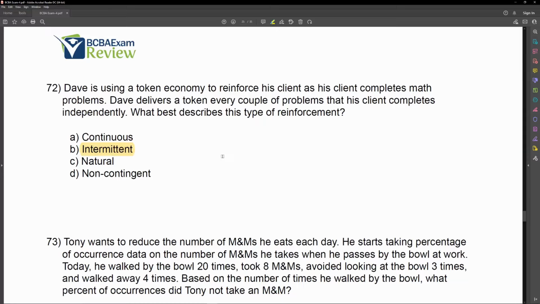Intermittent reinforcement means non-continuous. It's not going to occur every response. So, pretty straightforward reinforcement question. Again, not every question on the exam is going to be the hardest question ever. There are going to be some pretty straightforward, easy questions. When you get those, don't overthink them. Answer them to the best of your ability, then move on. Don't overthink the easy questions.